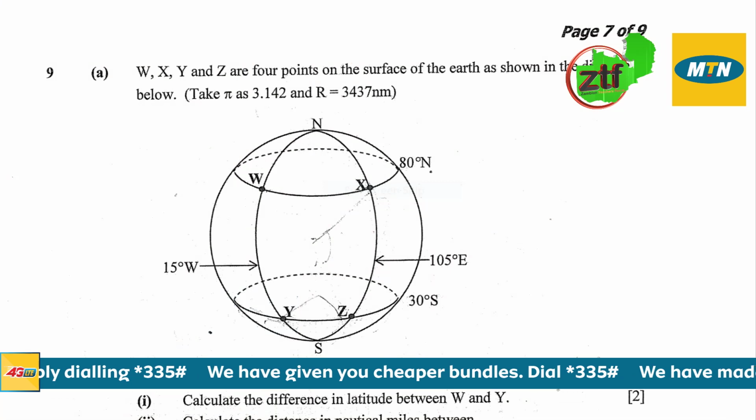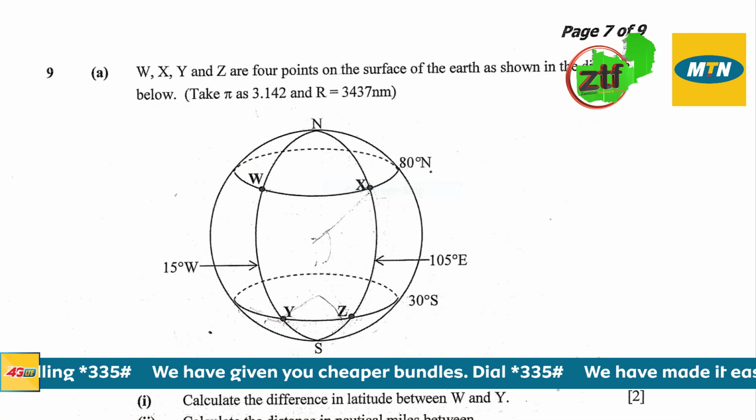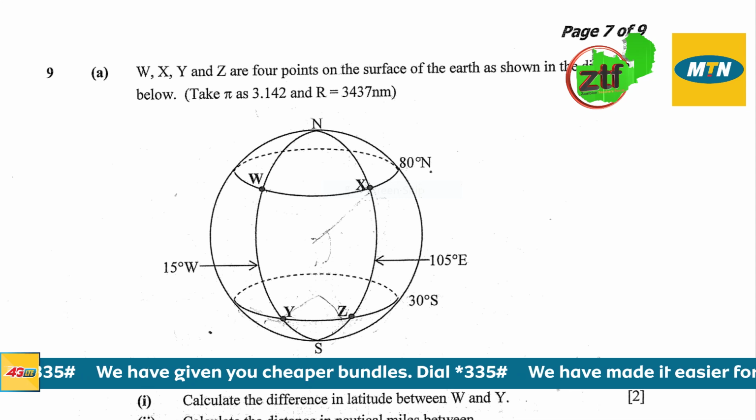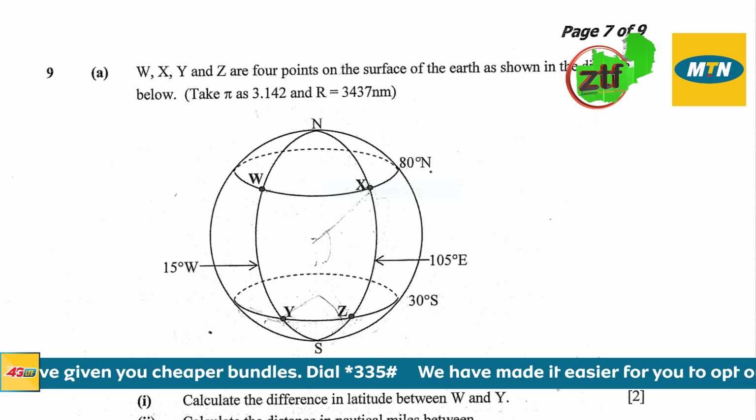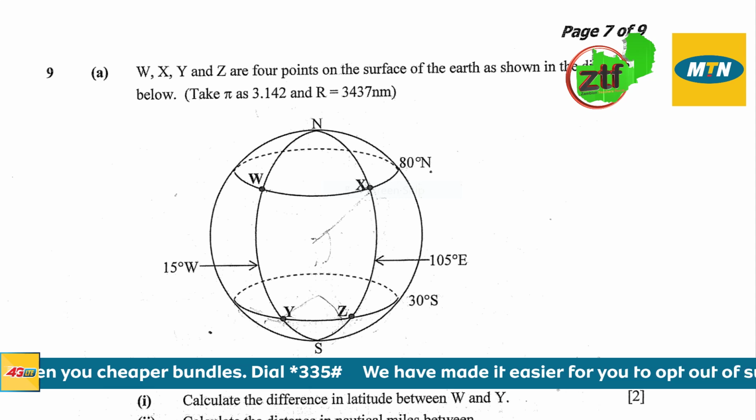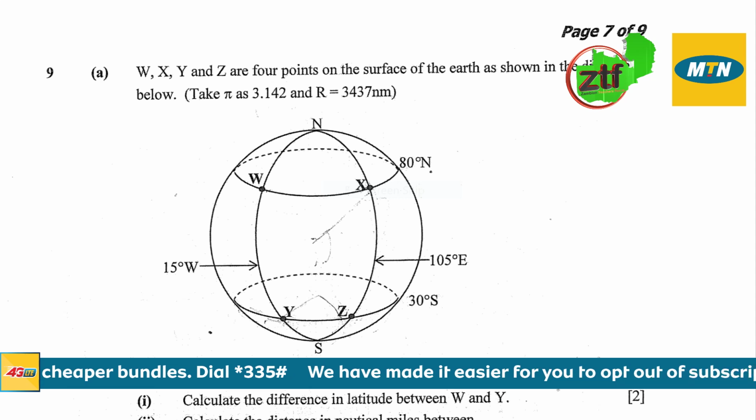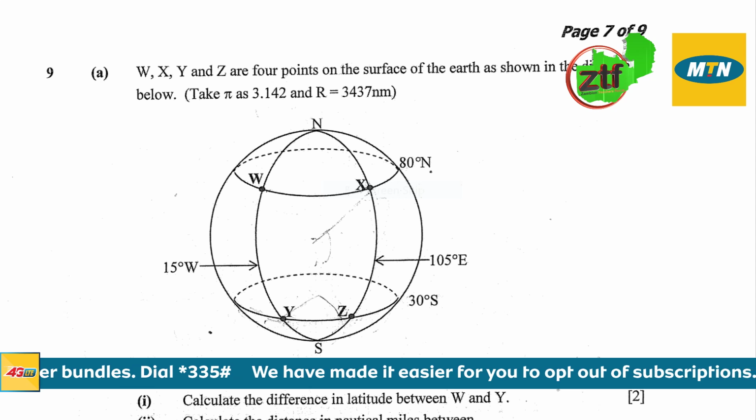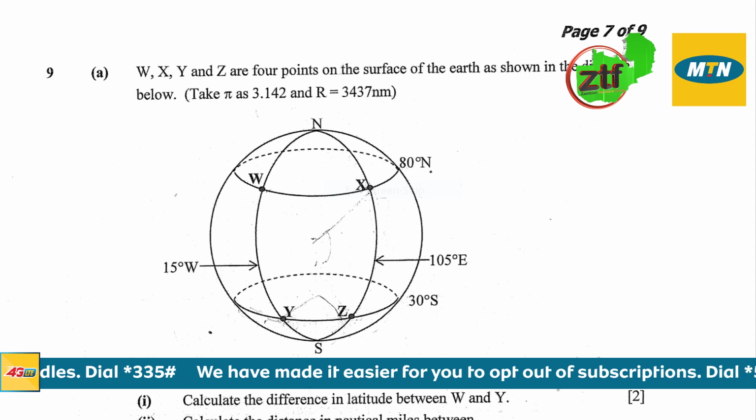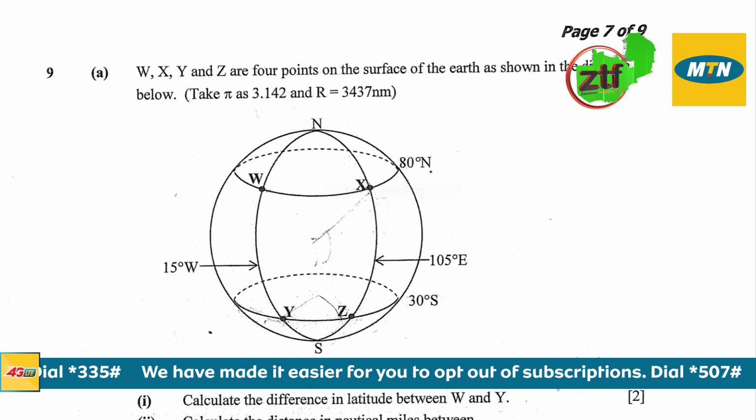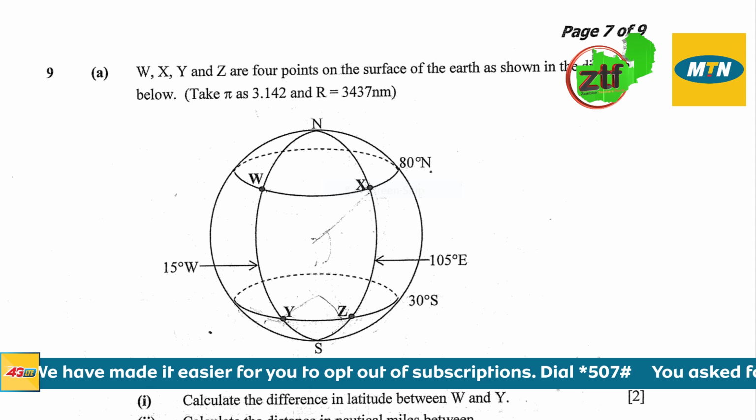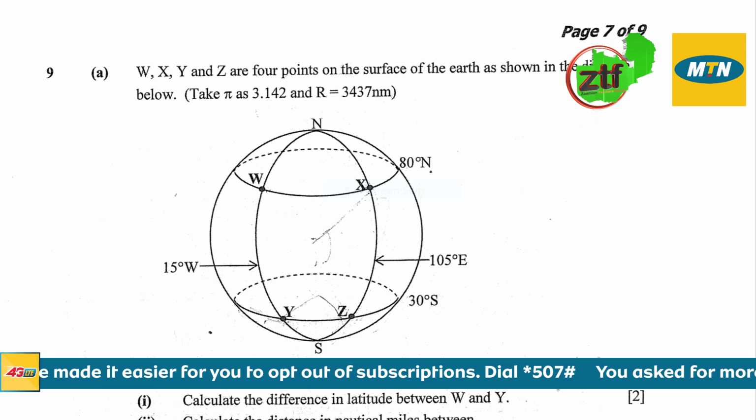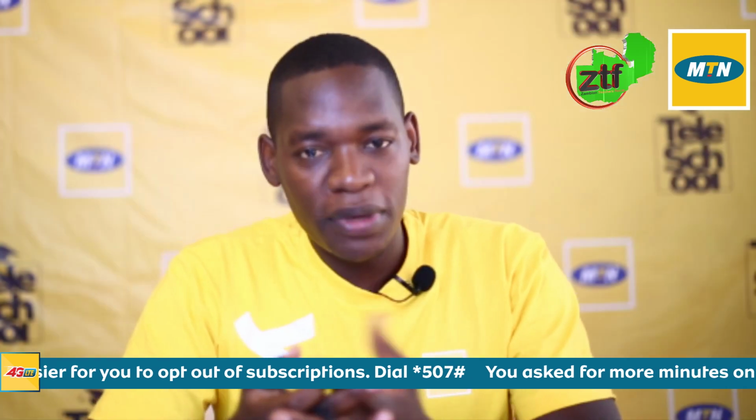The question is: W, X, Y and Z are 4 points on the surface of the earth as shown in the diagram below. Take pi as 3.142 and r equal to 3,437 nautical miles. When you look at this question, it is from the topic called Earth geometry.